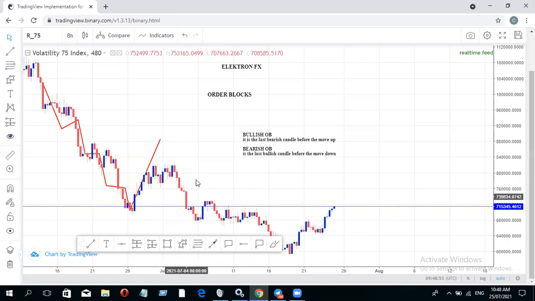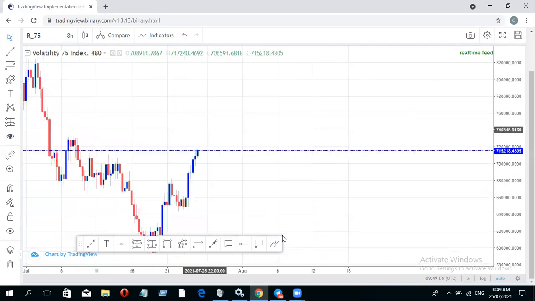Now, for instance, we are looking at VIX 75, it's a synthetic index. Now, if you're looking at this chart, let's look at this closely.